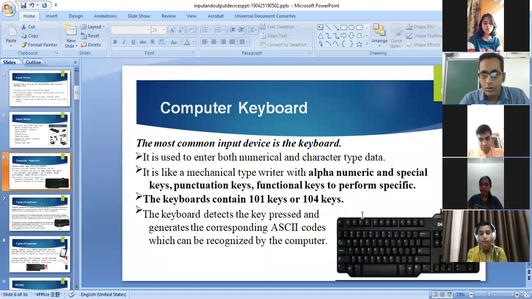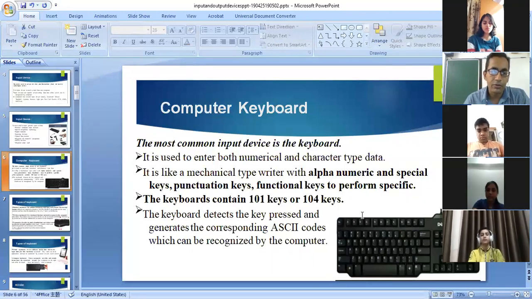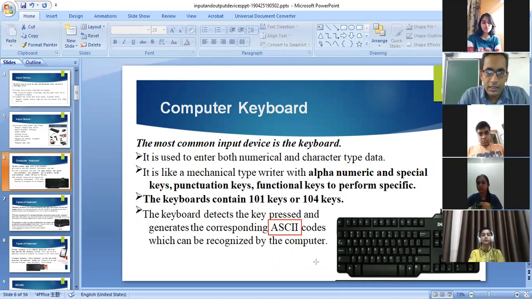And I told you that the normal keyboard is having from 100 plus to 108 keys. And the keyboard uses the concept of ASCII. This we already have studied. ASCII is the American Standard Code for Information Interchange. The ASCII code enables the computer to convert the signal that you pass on to the computer by pressing the keys or clicking the mouse or by giving any other commands through the keyboard into the machine language. Moving to the next slide.